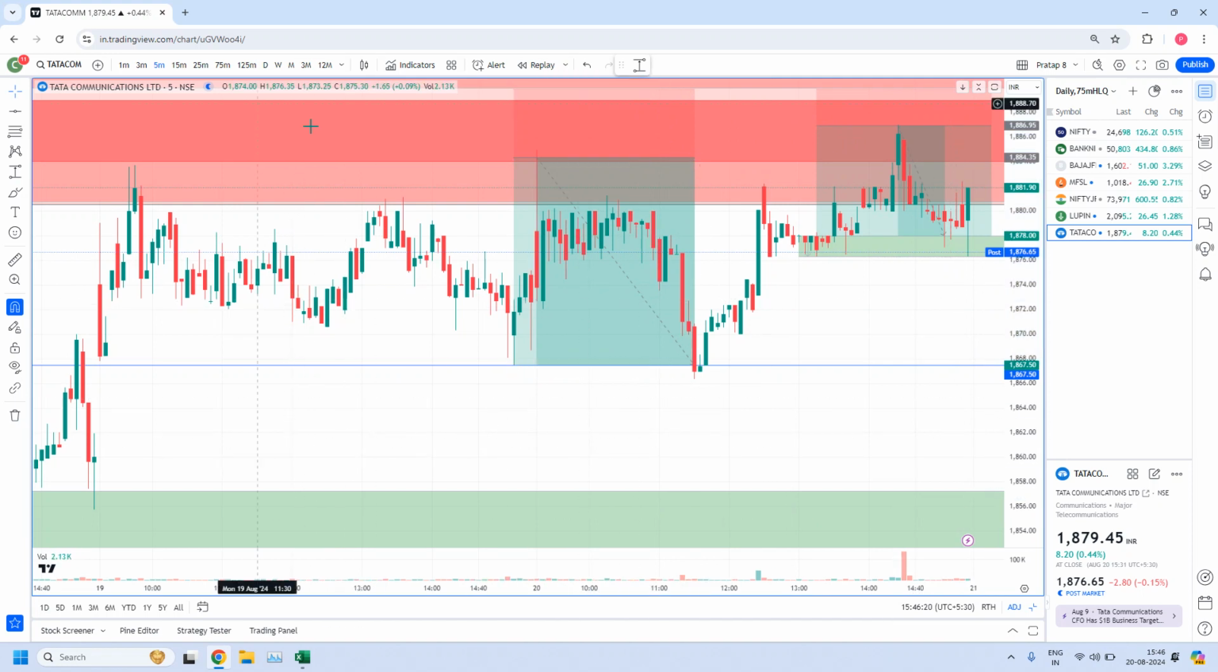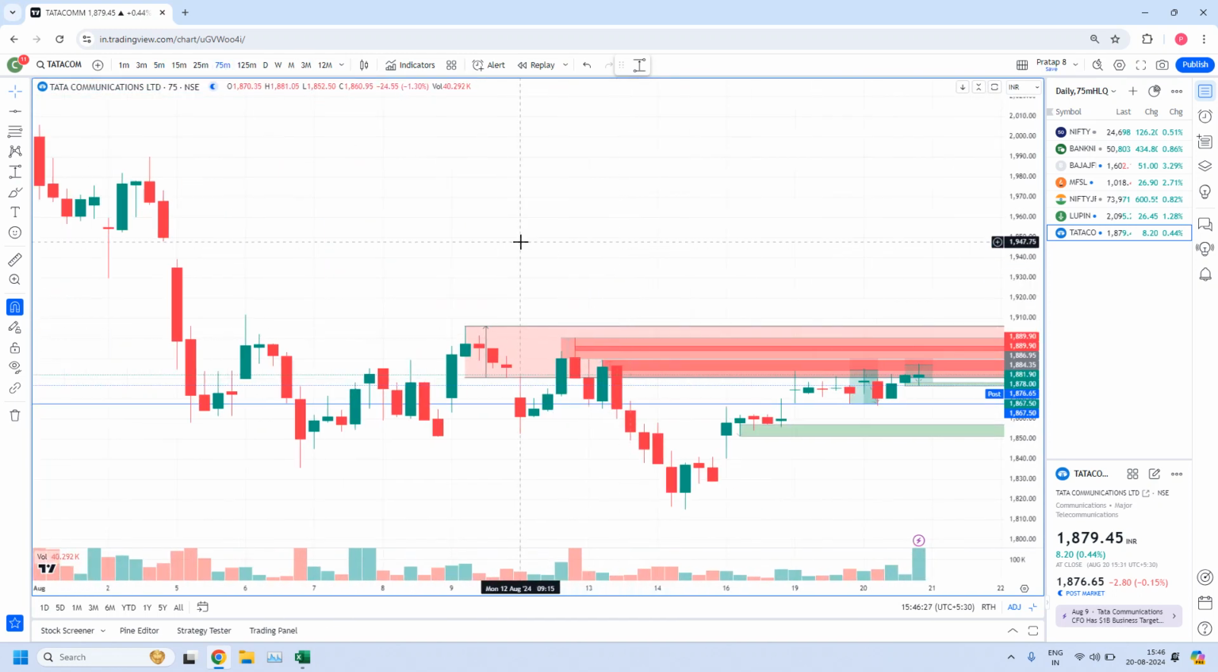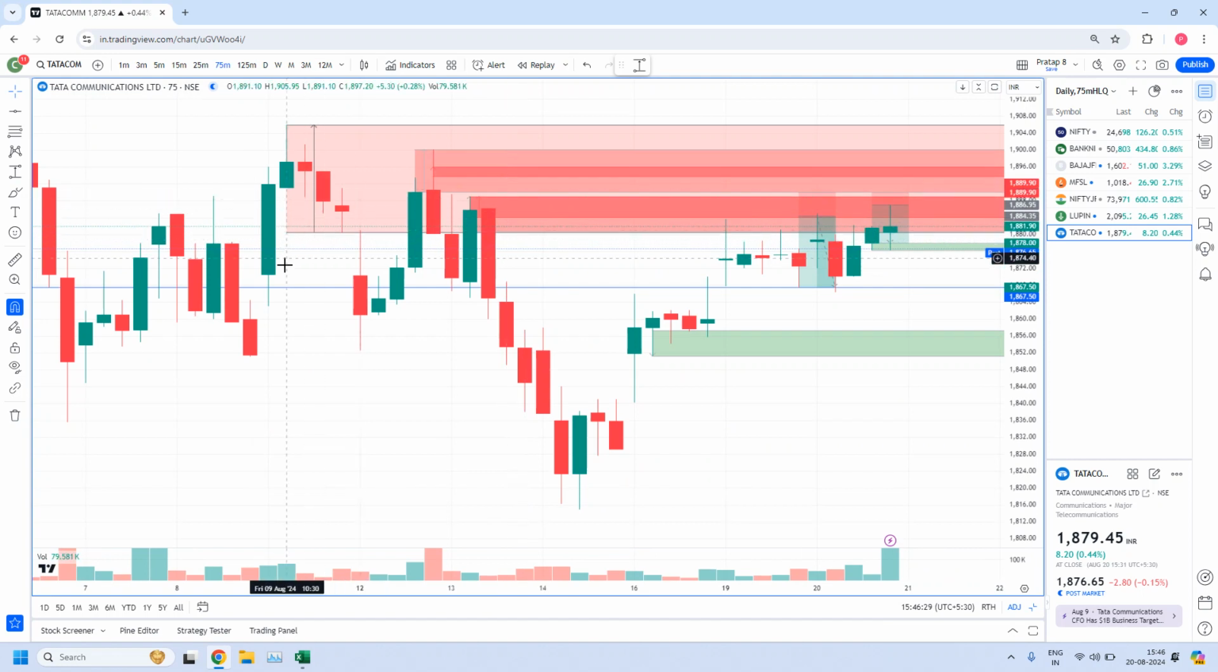So first let's discuss this Tata Communication. Tata Communication is a 75 minutes high liquidity supply zone. So I'm changing the time frame to 75 minutes. Here we have identified a rally, 4 base candles and a drop candle. If you add the hidden body, this is going to be a drop candle. So this is what our software identified as a high liquidity zone.